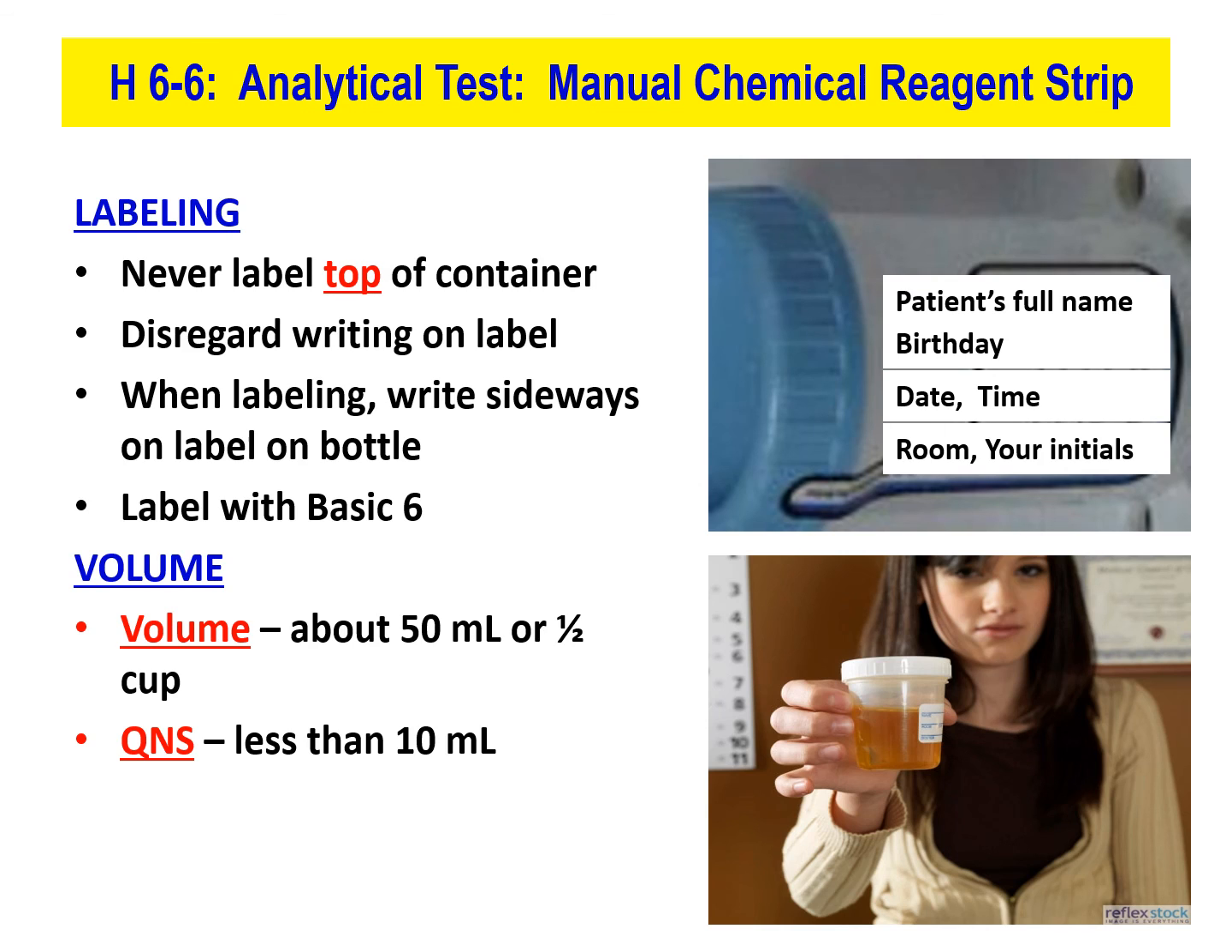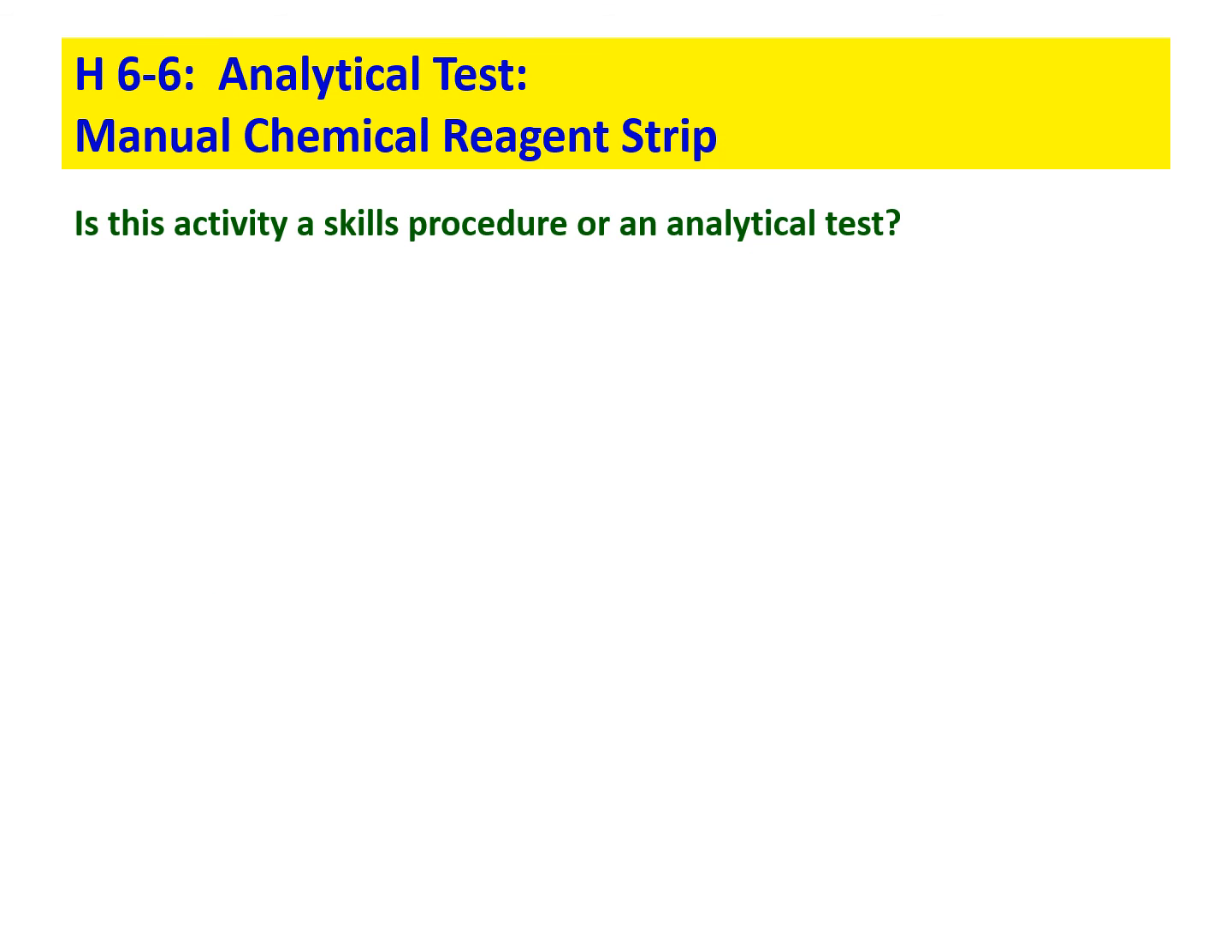Remember, we need at least 50% or about 50 milliliters or about half the cup, okay? And remember, we can do the testing with less than 50 milliliters, but if it's 10 milliliters or less than 10 milliliters, that's quantity not sufficient, okay? So we will continue this H6-6 Wednesday when you guys come to class using your urine.